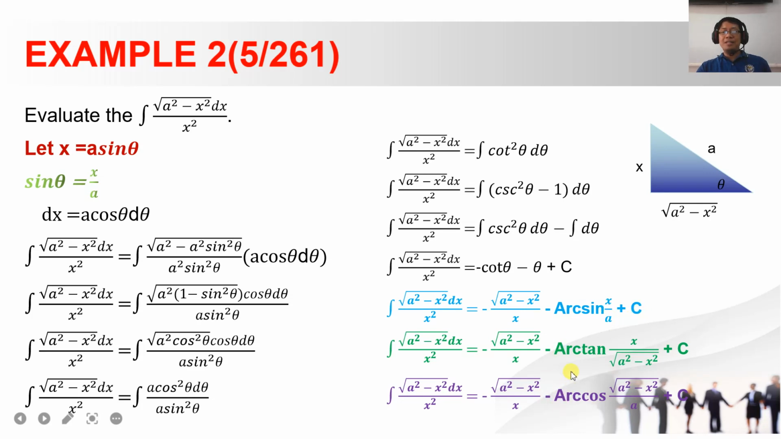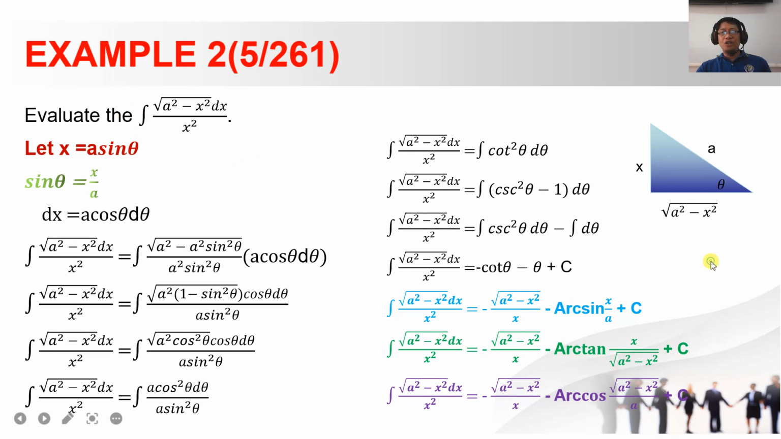Class, you can also use arc tangent. Arc tangent is just opposite over adjacent, so the opposite side is x and the adjacent side is the square root of a squared minus x squared. For arc cosine, cosine is adjacent over hypotenuse, so the adjacent side is the square root of a squared minus x squared over the hypotenuse a, plus c. So that can also be arc cosine. And that's it. That will be our answer for this example.